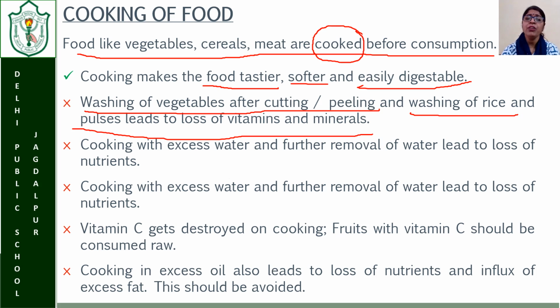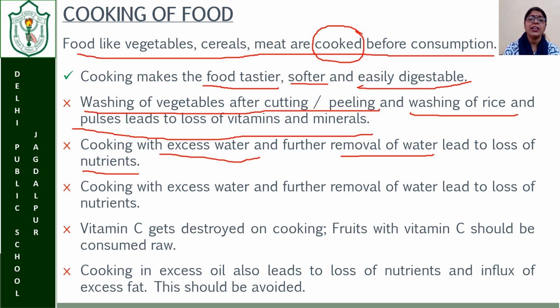Second point, when cooking the food, we add some amount of water to make it soft. But if you add excess water, what will happen? If you have cooked rice with excess water, the rice will be cooked, but after that you see so much water is present in the cooked rice. So what do you do? We just remove the water from it. With that removal of water, we are not only removing the water, we are also removing the nutrients from the food. So we should put an appropriate amount of water while cooking. No excess water should be added.